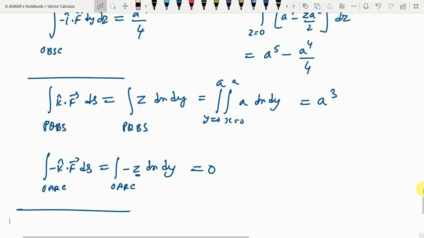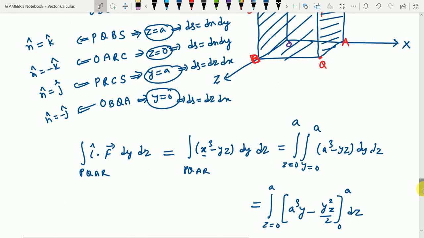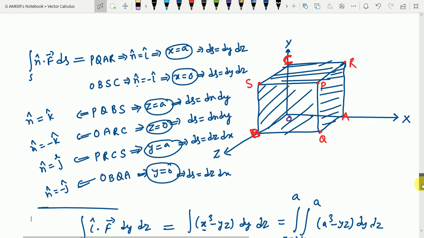So next, what is there for us? Let us take the y and minus y. So PRCS I am taking. PRCS you take. For PRCS, y is equal to a.